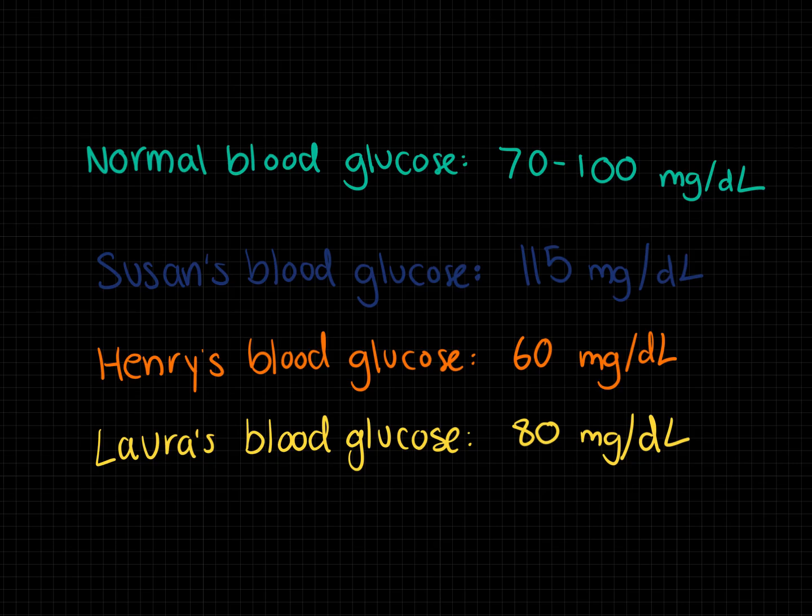A normal blood glucose level is 70 to 100 milligrams. Susan's blood glucose is 115. Henry's blood glucose is 60. And Laura's blood glucose is 80.